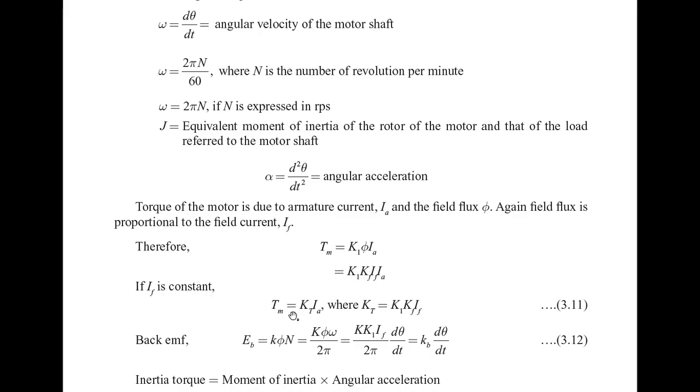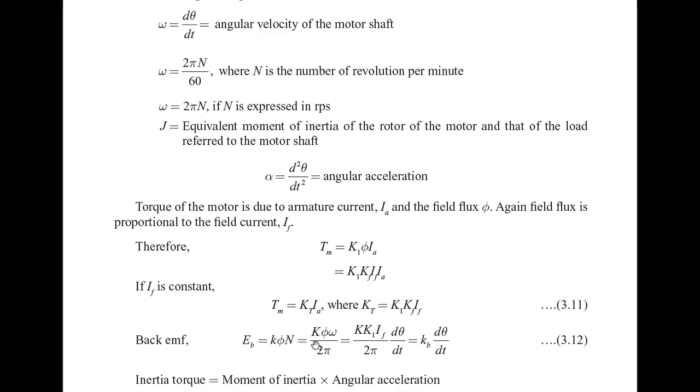And Tm is KT Ia. That means K1 into KF into IF, where in the armature controlled mode operation of a DC servo motor, we are keeping this phi constant. So K1 KF IF, we are taking it as KT. So Tm is equal to this another constant, KT into Ia.